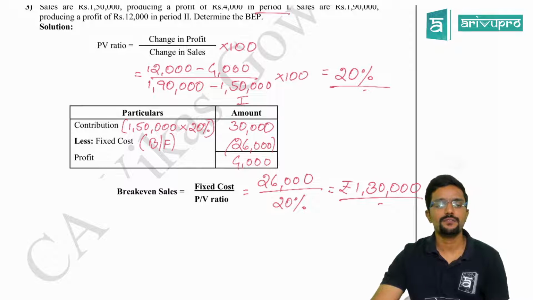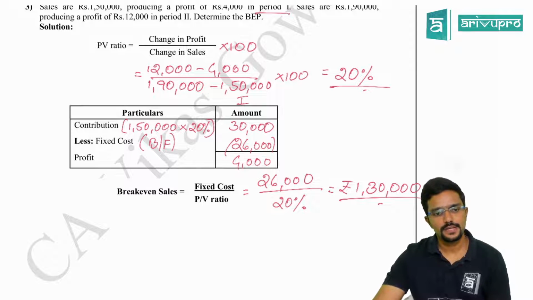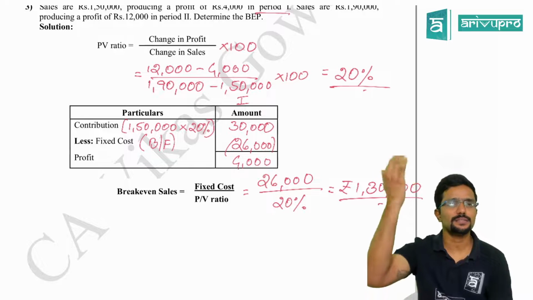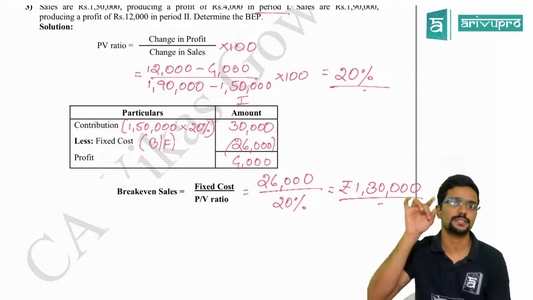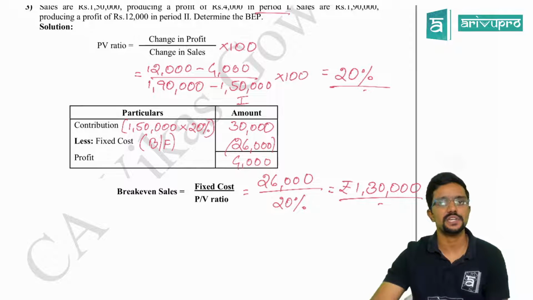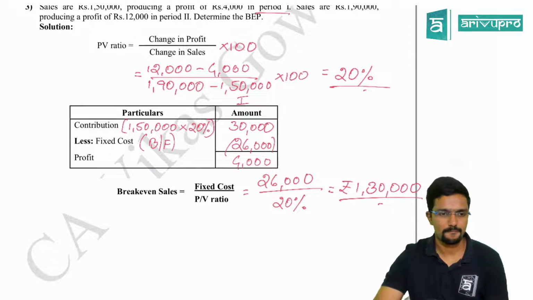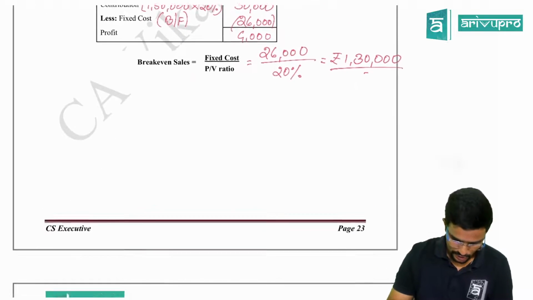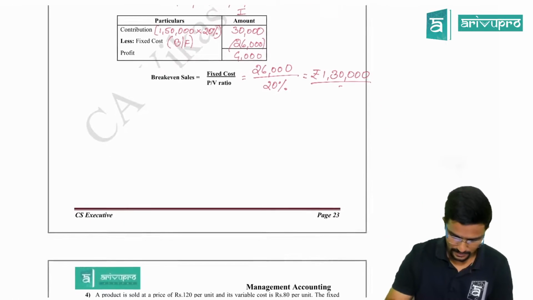Here we have straight away found out contribution. Contribution is nothing but straight away we have taken sales into PV ratio. You can also do sales minus variable cost is equal to contribution. In that case, variable cost would be 80% of my sales, but I have just skipped that step. That's all. So they have asked only this much. Determine break-even point. Yeah, that's all.